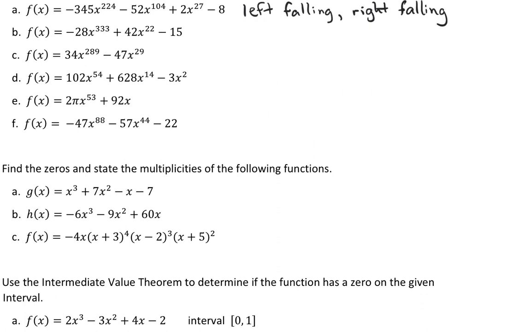Okay, now for part B, again, we're just going to look at the leading term. So the power is 333, which is odd, and the constant is negative 28, which, like I said, is negative. So since it's odd, it's going to start and end in different directions. And usually that's going to be falling and then rising, but since it's negative, that's going to be switched. And so this one's going to be left rising and right falling.